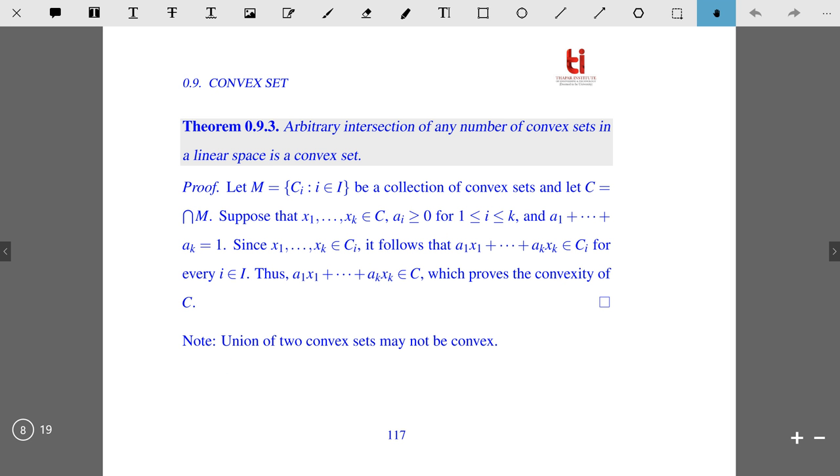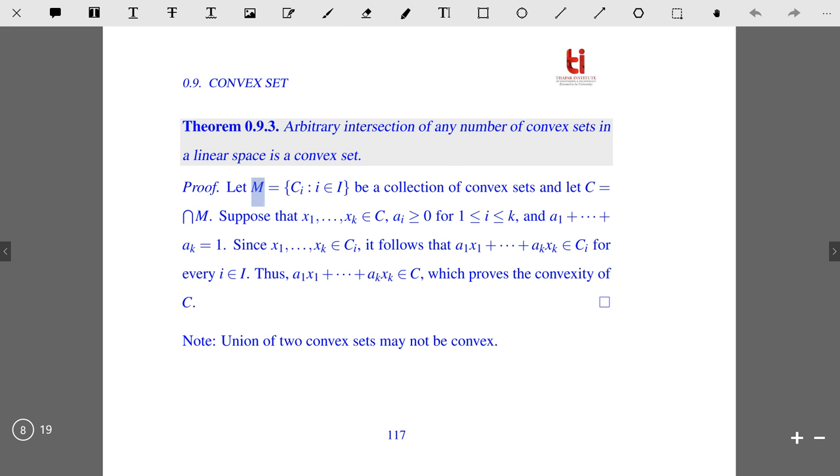So now, an arbitrary intersection of any number of convex sets in a linear space is a convex set. But the arbitrary union of convex sets is not a convex set. So the union of two convex sets may not be convex. So let us discuss the proof.